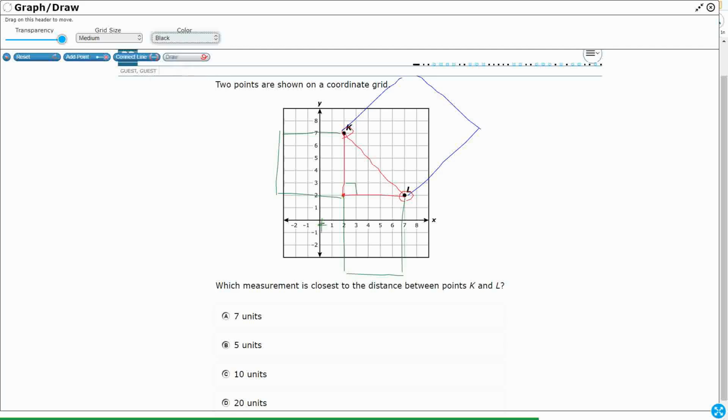And it happens for every single right triangle. It doesn't matter the side lengths. If it's a right triangle, it's going to work.